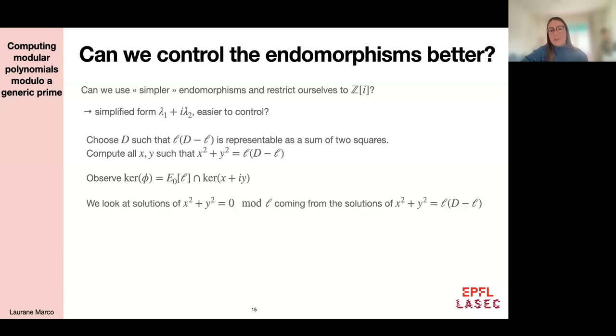And you want to look at solutions of x squared plus y squared is 0 mod L that come from the solution that we had above, right? Of x squared plus y squared is equal to L times d minus L. And that means that you must have (y over x) squared to be minus 1 mod L, and then you can only ever hope to have two possible values. And this is also independent of the value d.